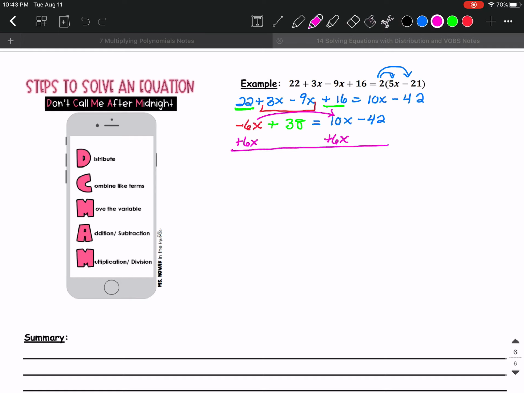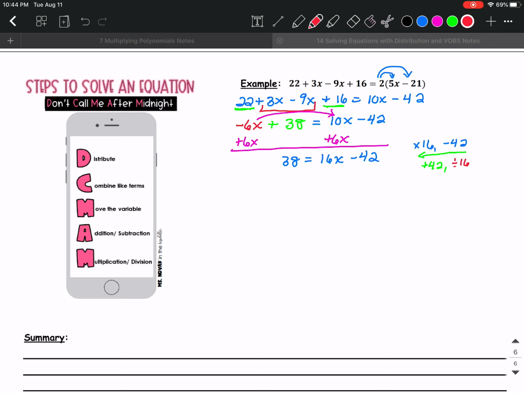So on the left-hand side, that's going to leave me with just 38. And on the right-hand side, 10x plus 6x is 16x. And I still have minus 42. Now we're ready to do our opposite operations in the opposite order. If we were plugging a number in for x, we would first multiply by 16 and then subtract 42. So the opposite operations in the opposite order, we would add 42 and then divide by 16.